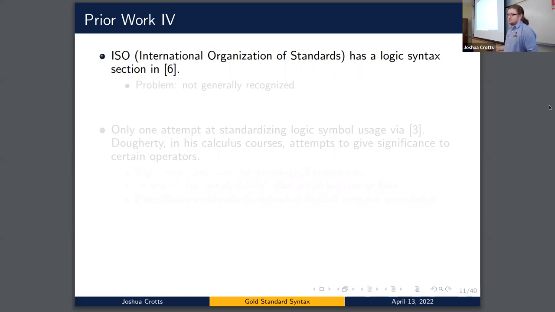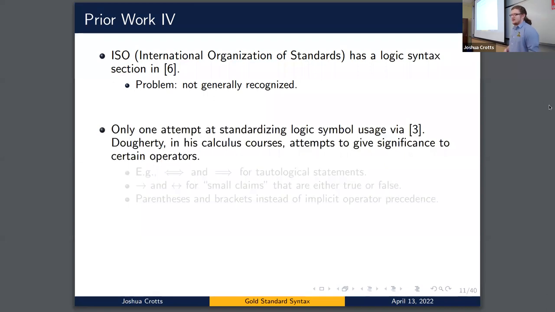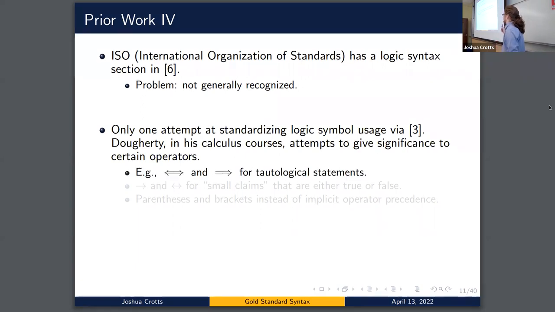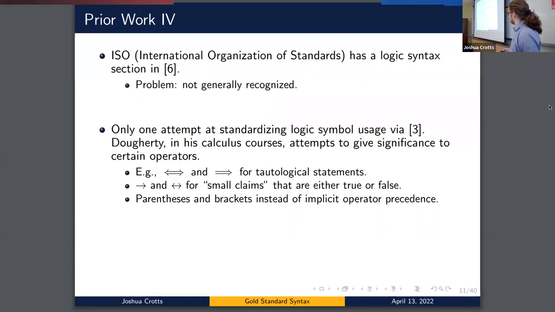The ISO, the International Organization for Standardization, they actually do have a section for logic symbols. The problem though is that while those symbols are used in some contexts, it's not widely recognized as a standard. And to go along with that, there's really only been one attempt at actually trying to give syntactic meaning to certain symbols. And it was by this researcher for his calculus classes.